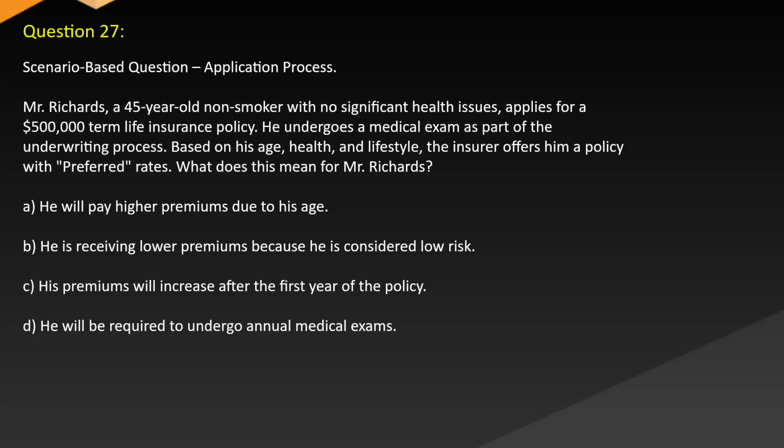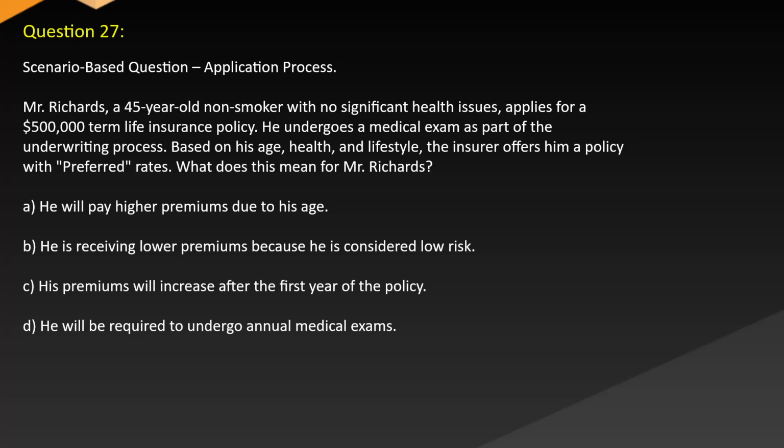Question 27. Scenario-based question. Application process. Mr. Richards, a 45-year-old non-smoker with no significant health issues, applies for a $500,000 term life insurance policy. He undergoes a medical exam as part of the underwriting process. Based on his age, health, and lifestyle, the insurer offers him a policy with preferred rates.